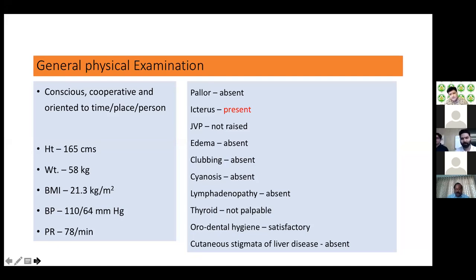General physical examination: the patient is conscious, cooperative, and oriented to time, place, and person. She had a BMI of 21.3 kilogram per meter square, blood pressure of 110/64 millimeter of mercury, and pulse rate of 78 per minute. In the general physical examination, pallor was absent, icterus was present, JVP was not raised, and edema, clubbing, cyanosis, and lymphadenopathy were all absent. Thyroid was not palpable, and orodental hygiene was satisfactory.